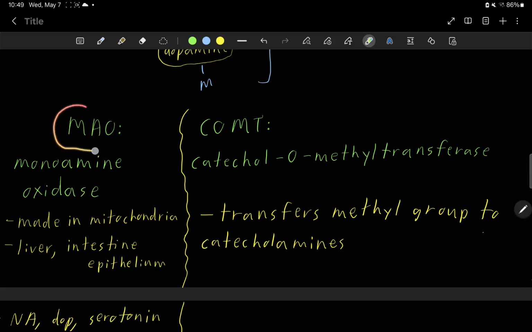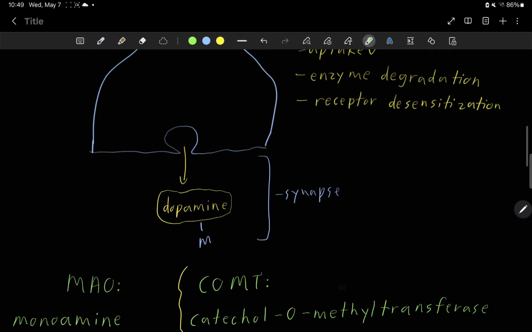One of them oxidizes it, and one of them adds a methyl group, but they both effectively inactivate and terminate dopamine signaling, keeping dopamine responses under control.